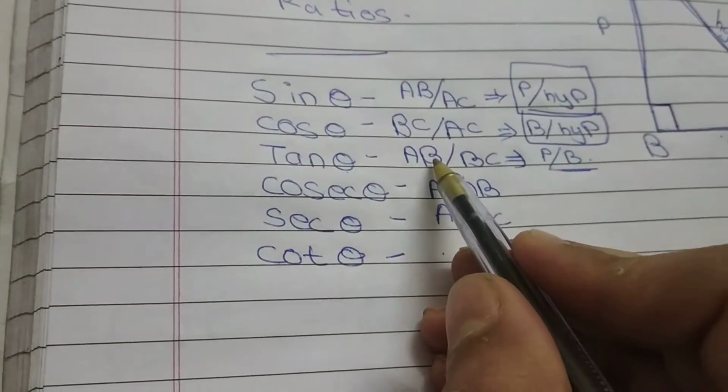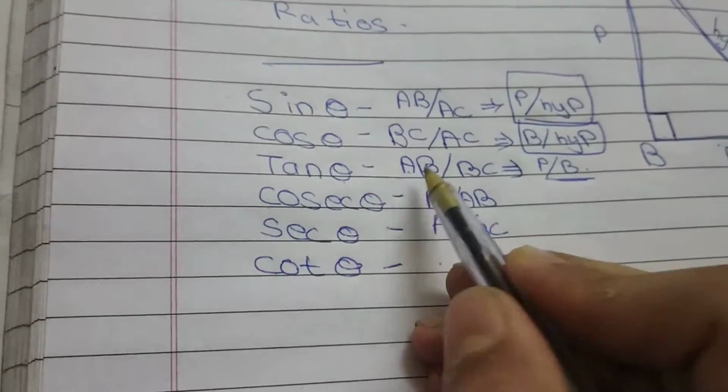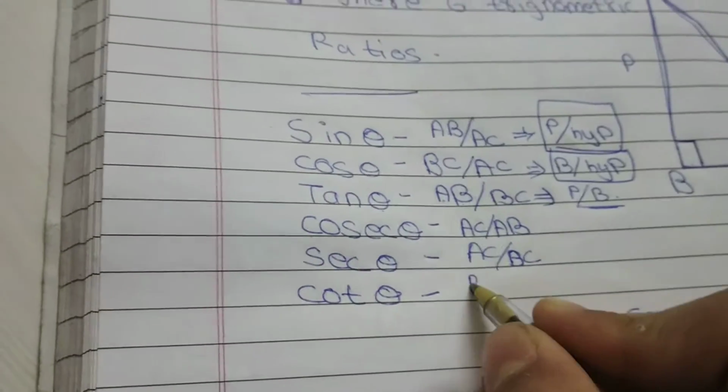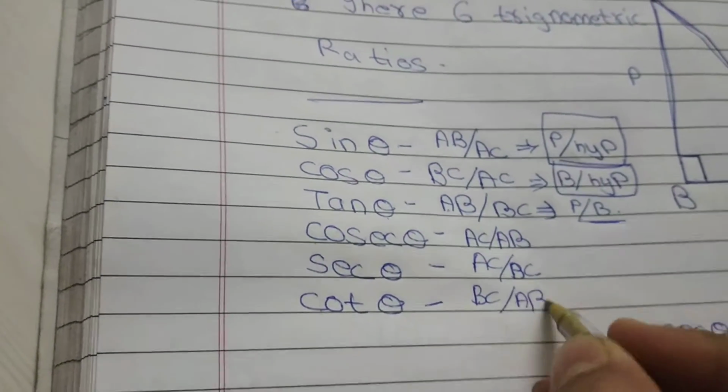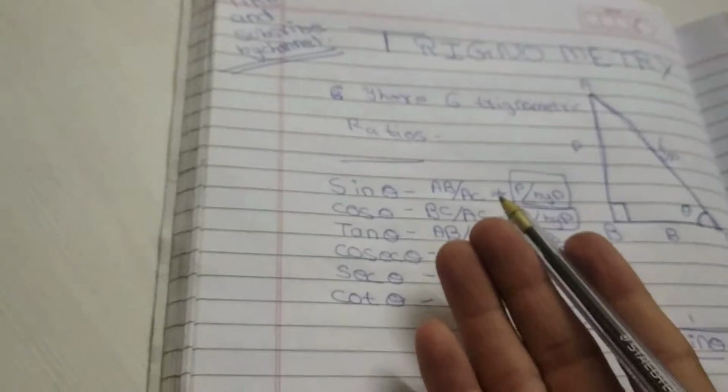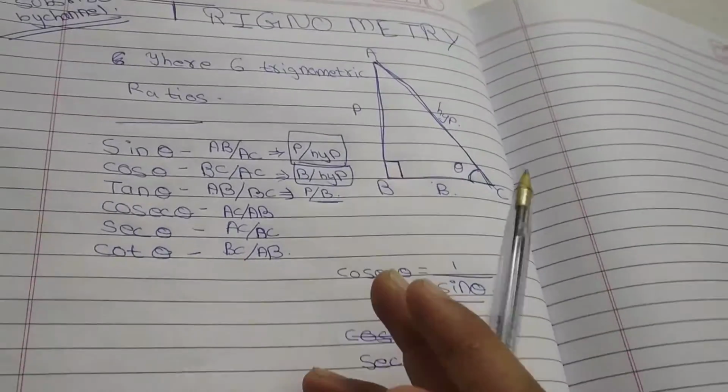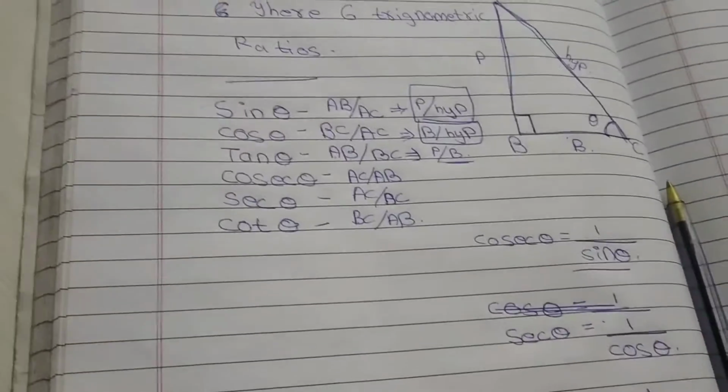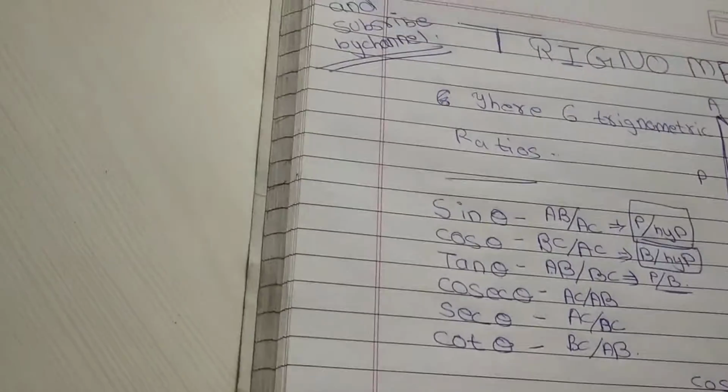It is reciprocal of tan theta. So tan theta is AB upon BC, so cot theta will be BC upon AB. So these are the 6 trigonometric ratios of the sides of a triangle. So now we will learn about the graph.